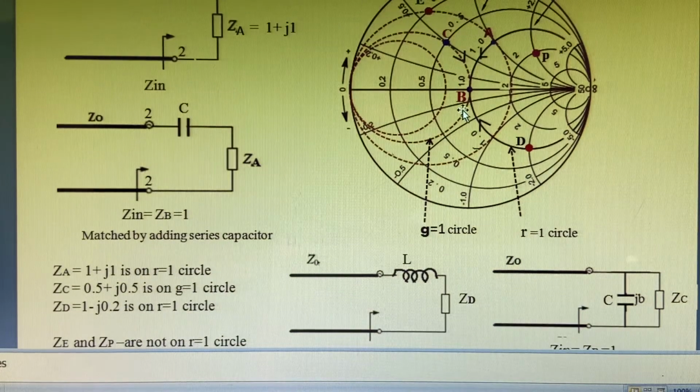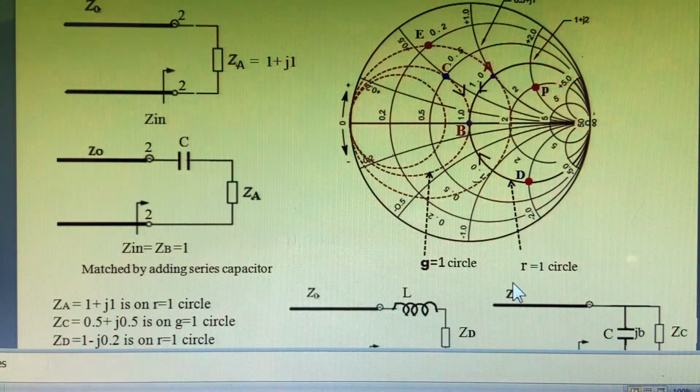So you can easily obtain the values of elements like the inductor, what is to be added next to the load impedance. This is a load impedance, like ZC is a load, ZB is a load, ZA is a load. Next to that, what element we have to add and what is the value of that component, we can easily find using the Smith chart.